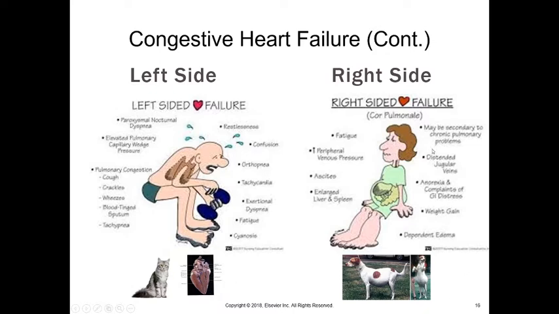Right-sided heart failure we see more often in dogs, and a lot of times it's due to mitral valve insufficiency. So they have dental disease leading to infection of the mitral valve, which causes the mitral valve not to close as well, which actually causes backup in the left side, and then it causes failure of the right side, and then we have ascites.